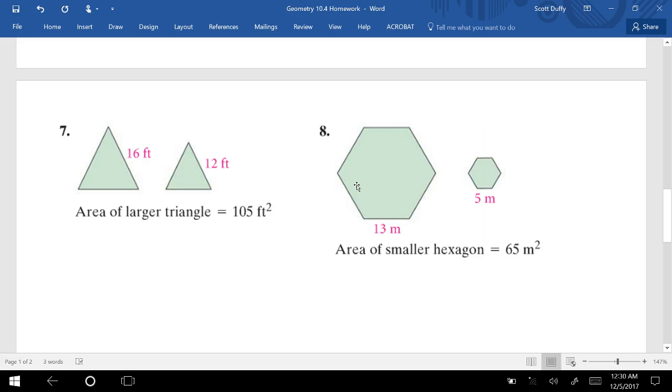Area of the larger triangle is 105 square feet. Now, if I look at 16 to 12, that is equal to 4 to 3. And I need to square this to find the ratio of the areas, which would be 16 to 9.